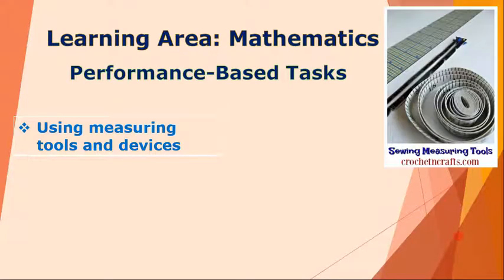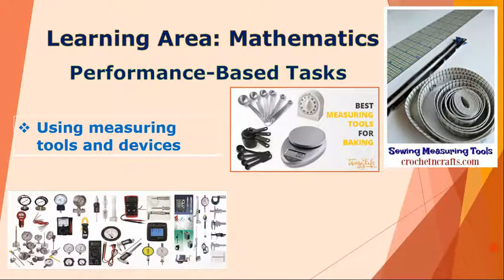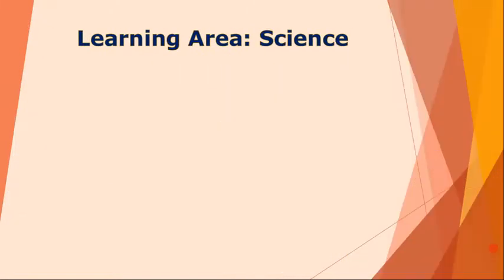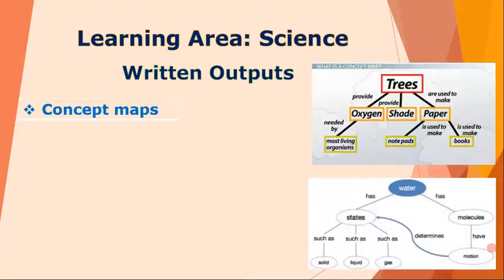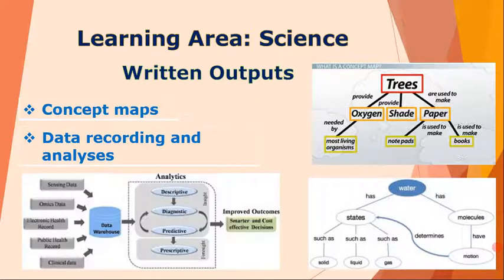We have sewing measuring tools, also best measuring tools for baking. We also have measuring tools for electronics and EIM. Then we have science written outputs like concept maps for trees and water, data recording and analysis. So we have here data warehouse, analytics, and so on.